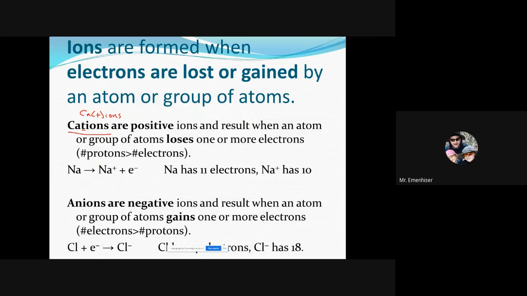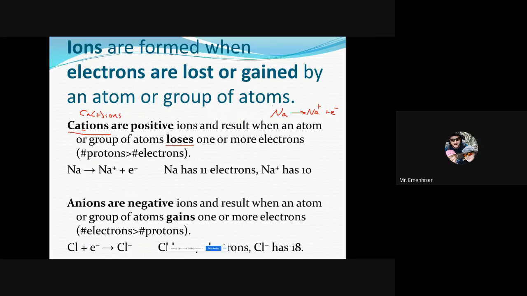Get it? Cations are positive, and they result when an atom loses electrons, right? If an atom like sodium loses an electron, it becomes a sodium ion with a plus charge and a lone electron that is now separated from the atom.